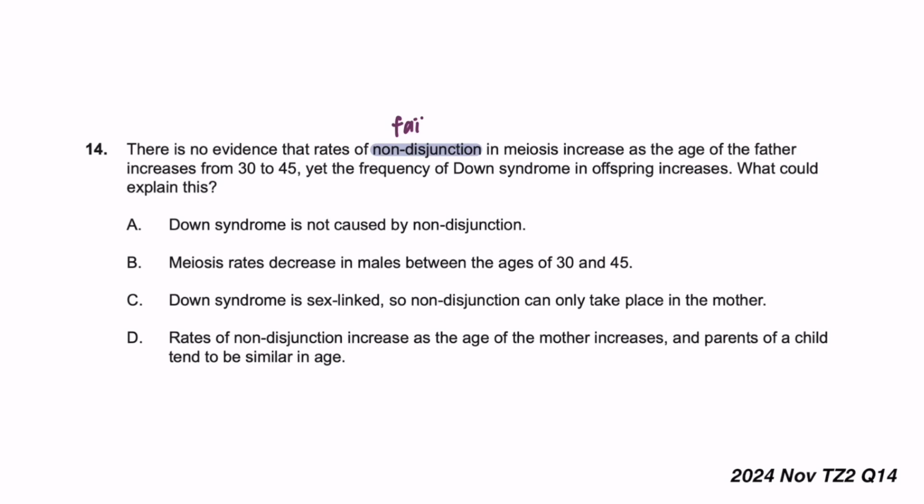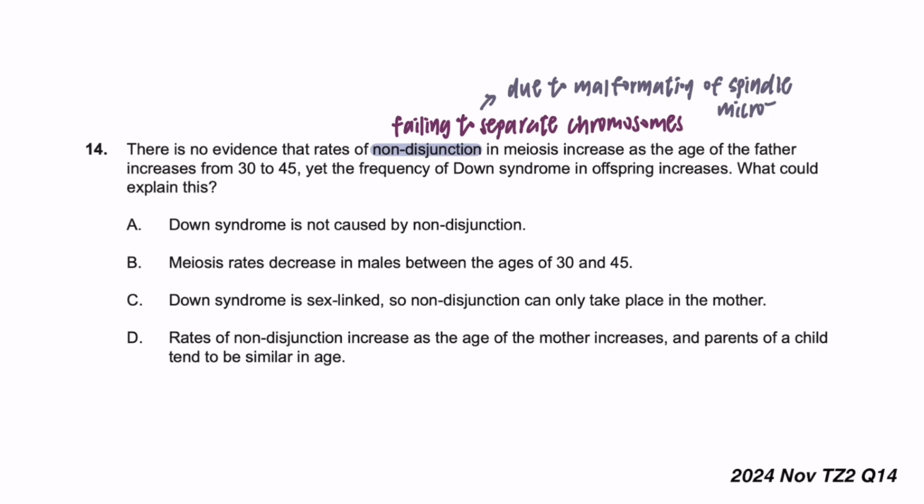Non-disjunction happens when chromosomes have failed to separate in cell division. This is due to the malformation of spindle microtubules, which is responsible for separating chromosomes. The frequency of non-disjunction is positively correlated to the age of the mother, so the chance of having offspring with Down syndrome increases with the age of the mother.